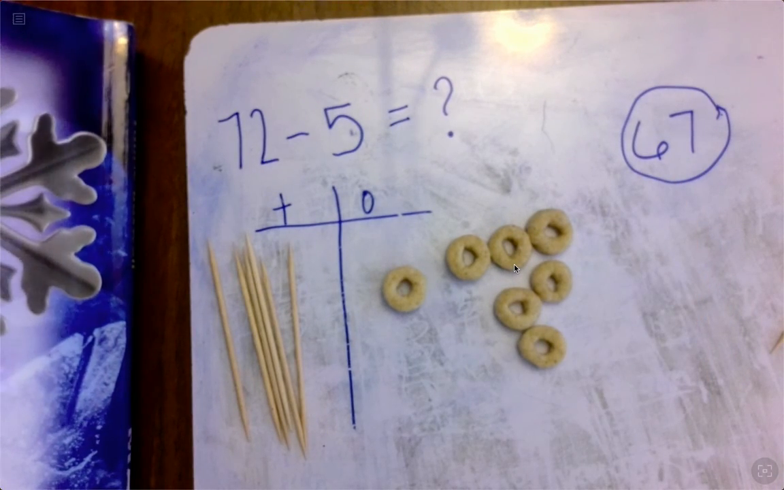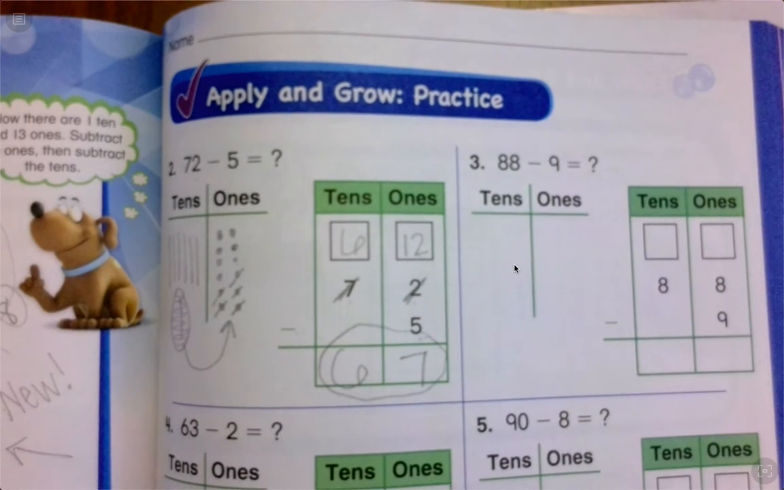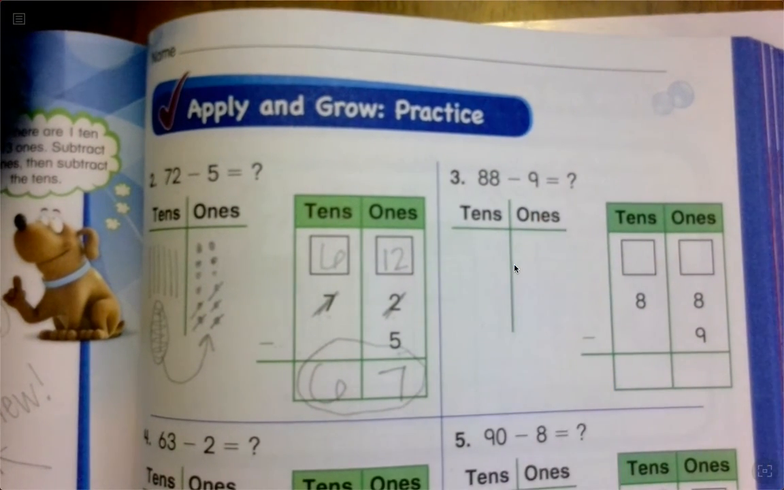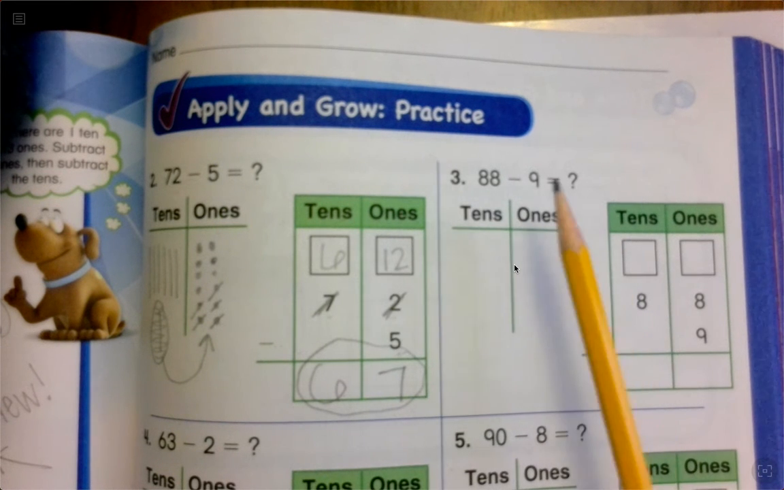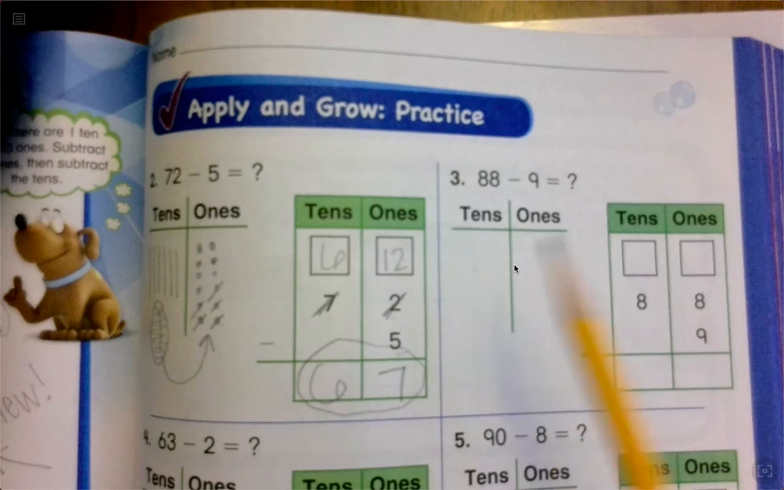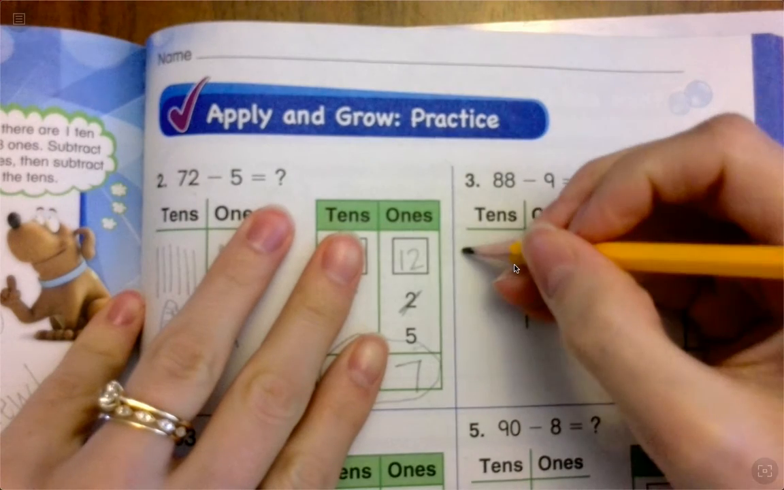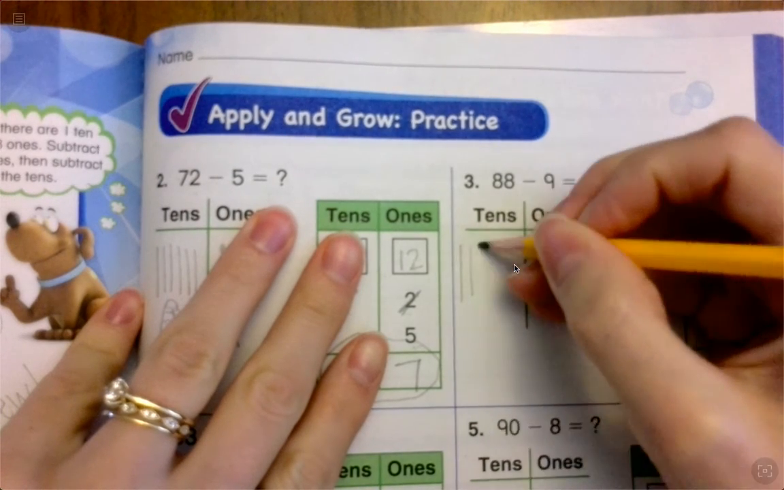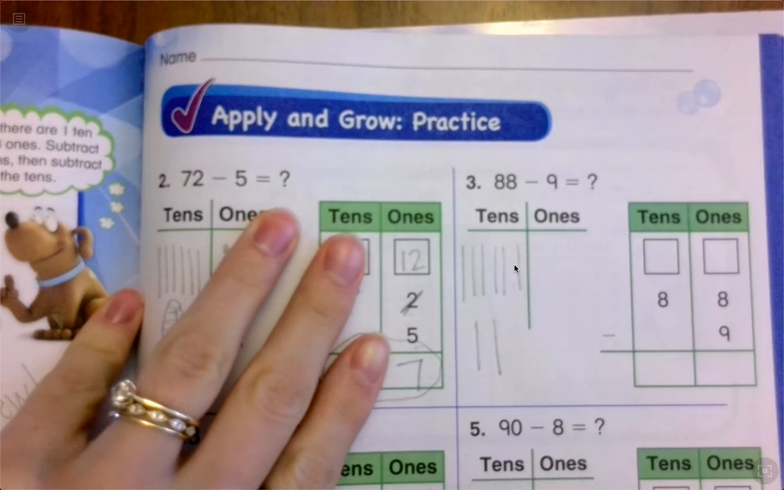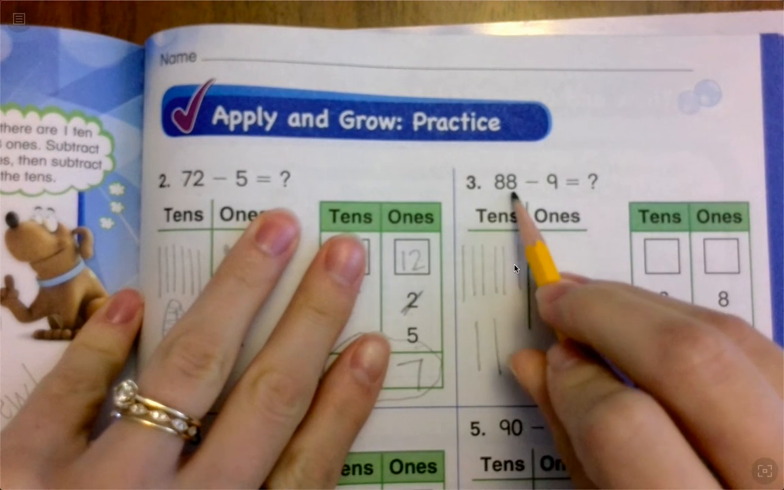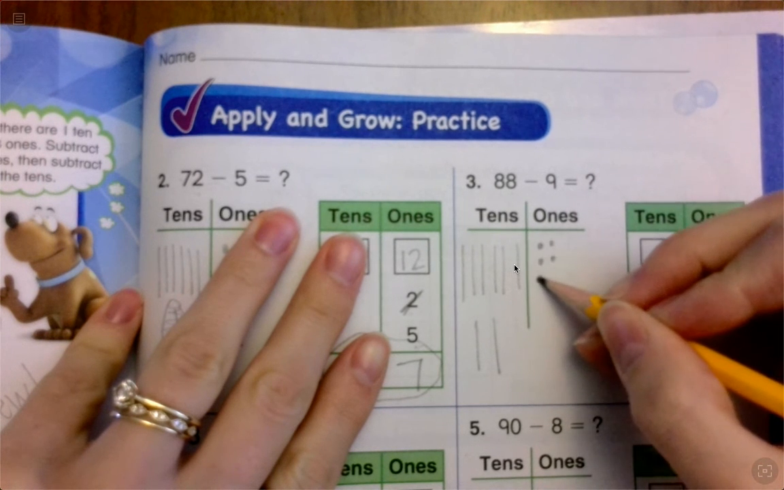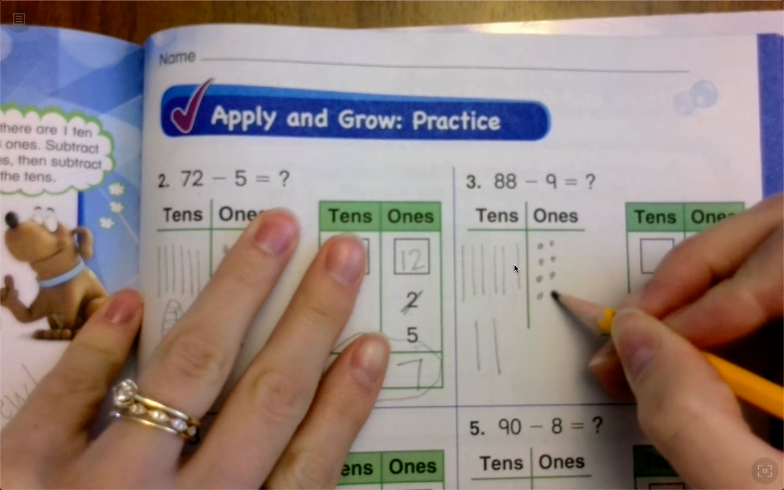67. Good. All right. The next one is 88 subtract 9. Okay. So let's go ahead. 88 subtract 9. I'm going to try to do it just on here. Okay. So let's go 80. So 10, 20, 30, 40, 50, 60, 70, 80. And then I need my ones. 8 ones. 1, 2, 3, 4, 5, 6, 7, 8.